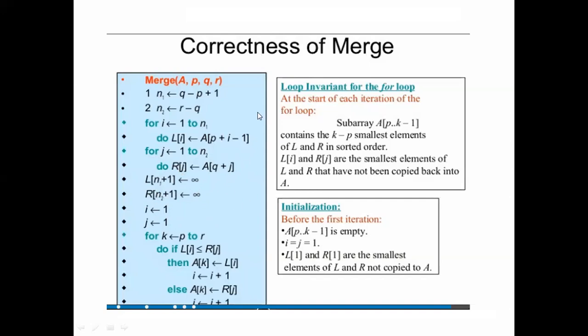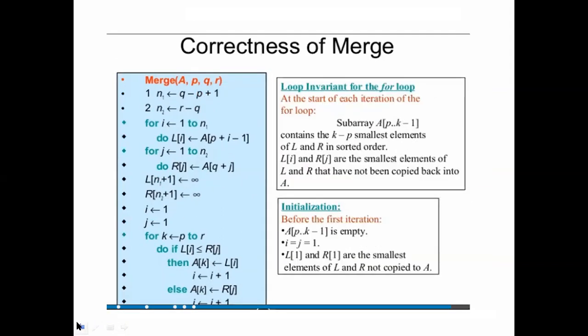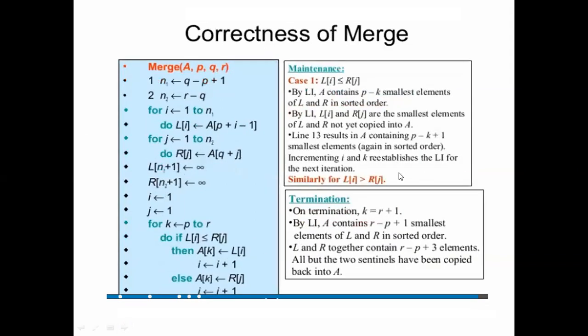So in this way, A[p..k minus 1] contains the k minus p smallest elements of L and R in sorted order. L[i] and R[j] are the smallest elements of L and R that have not been copied back into A, because those are sorted arrays. The same algorithm applies here. Okay, this is about merge sort.